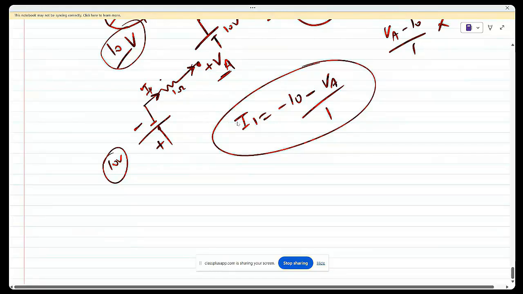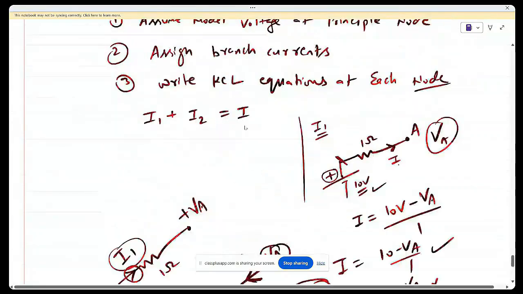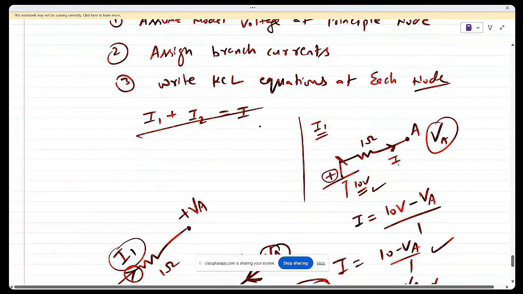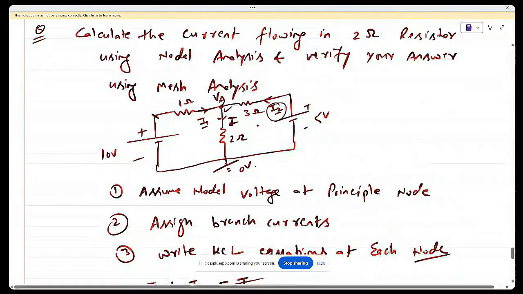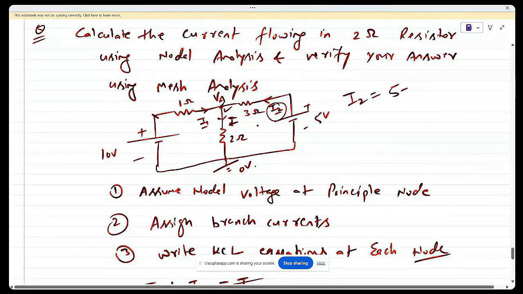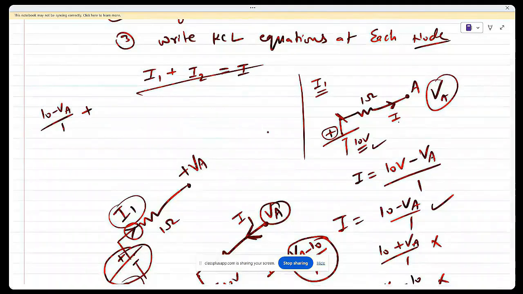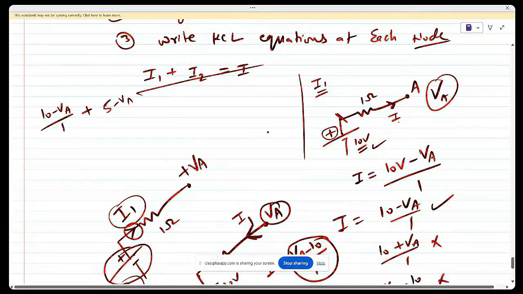But for this time only, this I1, now complete this equation. This I1 will be 10 minus VA upon 1. Now just see for I2. This I2 is coming from this 5 volt source and going towards VA, means here you can write I2 will be 5 minus VA upon this 3 ohm. So you can write 5 minus VA upon 3 is equal to this I.